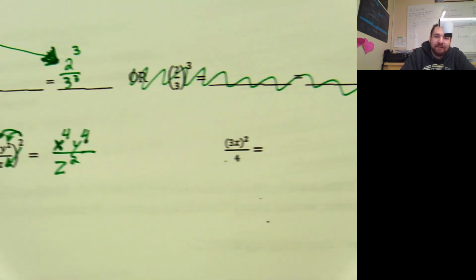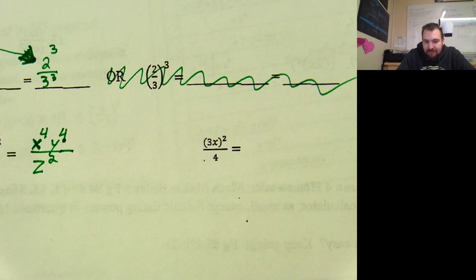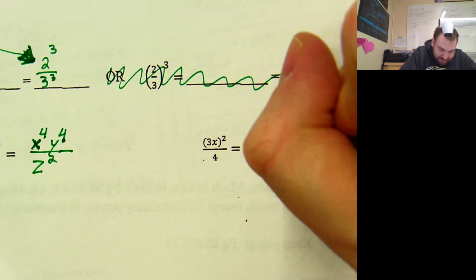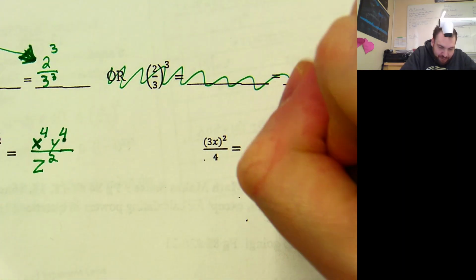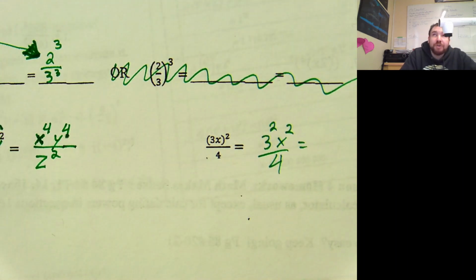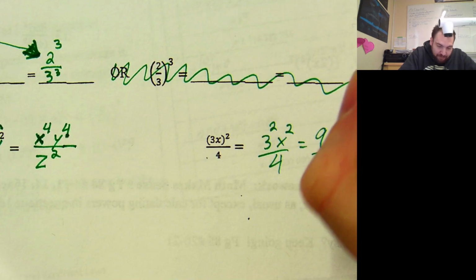And the last one, this is not the last one. I'm going to give you one more after this. Second last one. What's going on here? Careful. Look how it's written. Since there aren't brackets around the whole fraction, the square only applies to the numerator. Correct. 3 squared times x squared over 4. Which if I wanted to, I could write as 9x squared over 4. Cool.